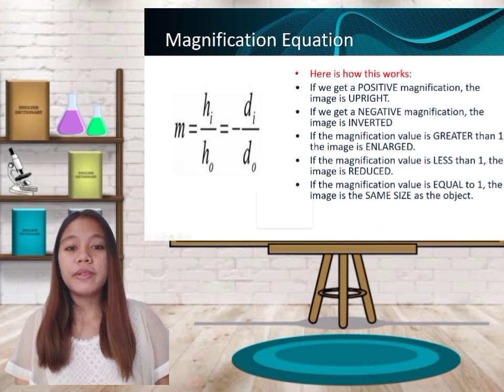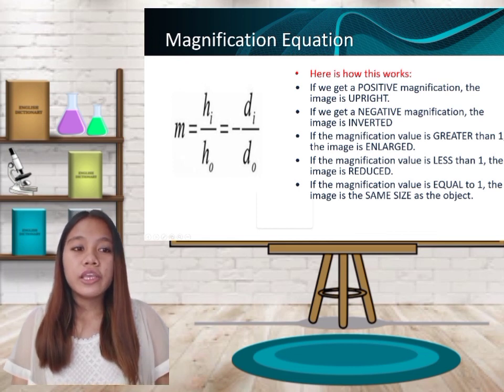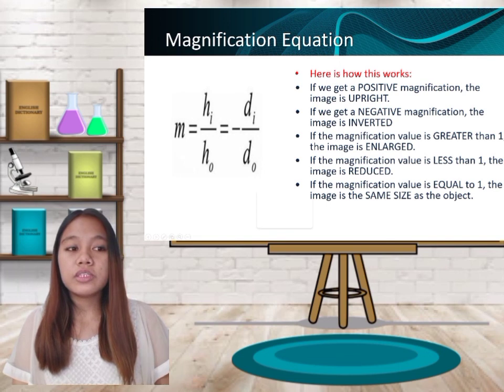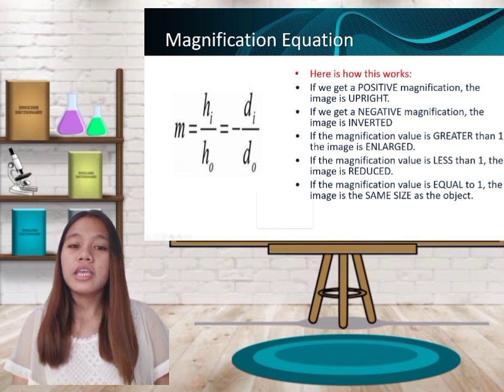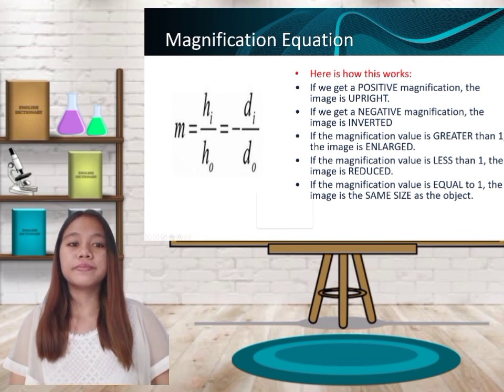Once we apply this equation, if we get a positive magnification, the image is upright. If we get a negative magnification, the image is inverted. If the magnification value is greater than 1, the image is enlarged. If the magnification value is less than 1, the image is reduced. If the magnification value is equal to 1, the image is the same as the object.